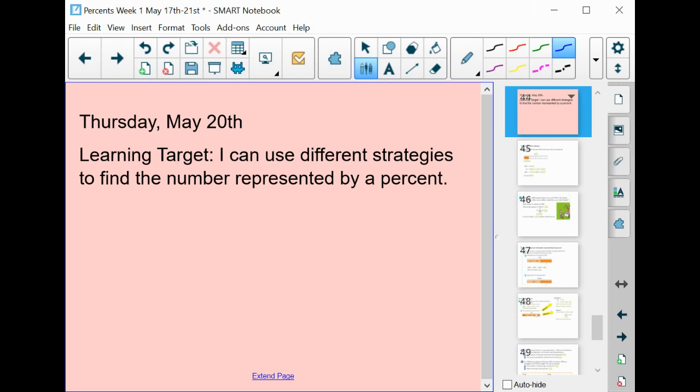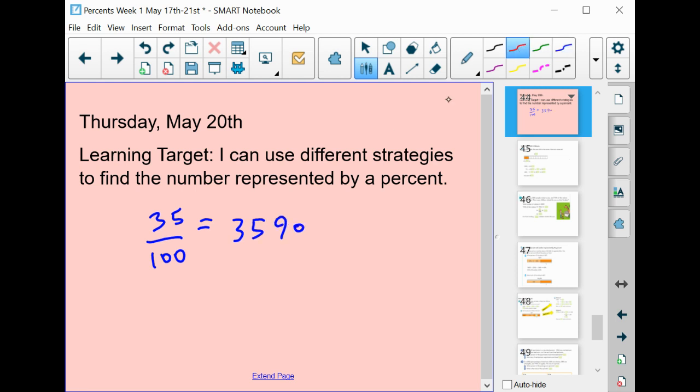Okay, today we are going to use different strategies to find the number represented by a percent. In the last couple of days, we've kind of been working on this. We've been doing this with fractions that have a denominator of 100 and expressing them as percents.